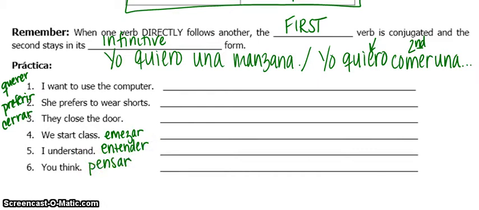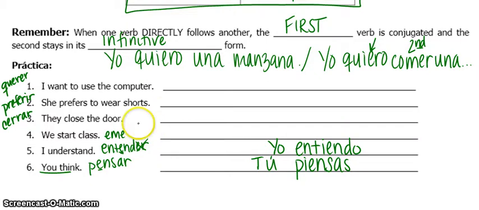So let's start with number 6. You think. Remember, it's going to change from E to IE. And then you've got to put it in the tú form. Piensas. The tú is optional. Tú piensas. Entender. You're going to drop the ER. The E right before the ending is going to change from E to IE. I understand. Good, we'll add the O. The yo is optional. Yo entiendo.